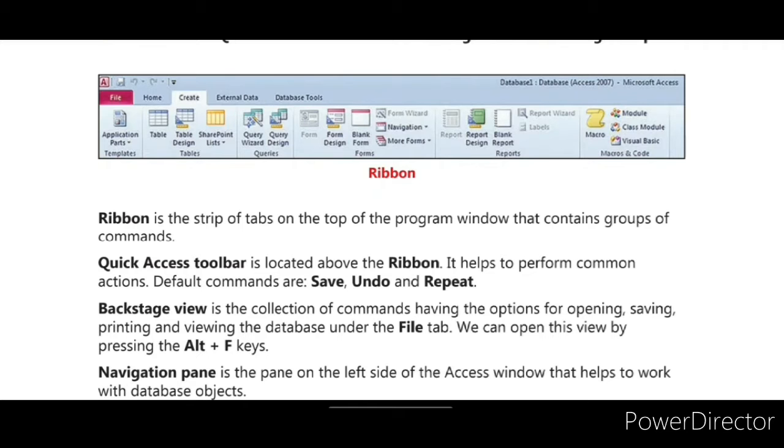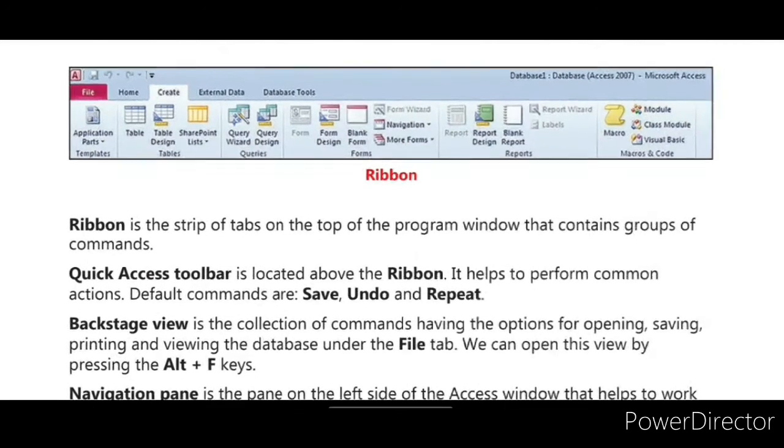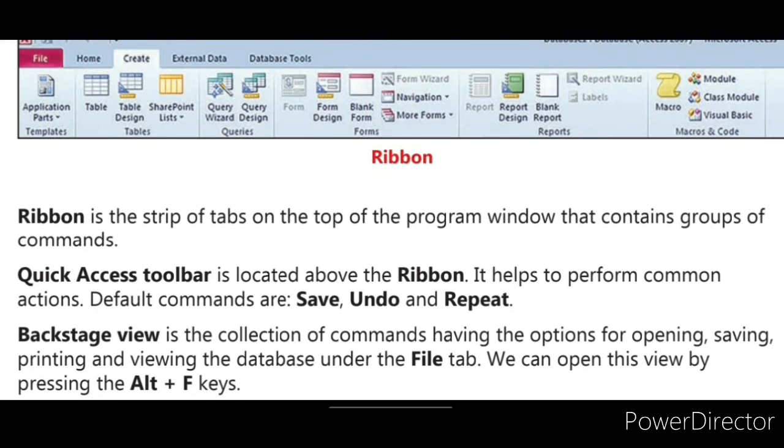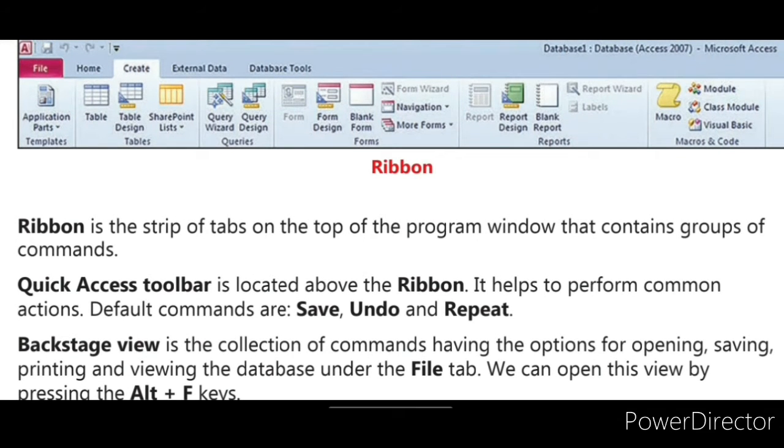Have a look at this window. See this? This is called the ribbon. It consists of a group of commands, located on the top of your program window. This is how a ribbon looks in MS Access 2010.